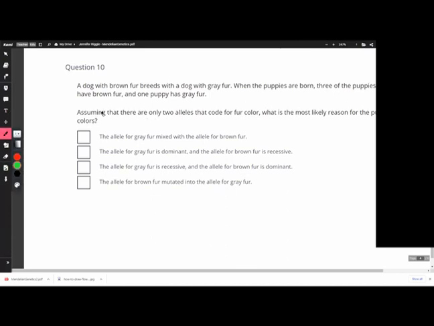So assuming there are only 2 alleles that code for color, what is the most likely reason? So there are a bunch of brown and 1 gray. There's more of the brown, not so much of the gray. The brown is dominating, the gray is not so much. So that means the gray is recessive and that the brown is dominant. So it has to be C.